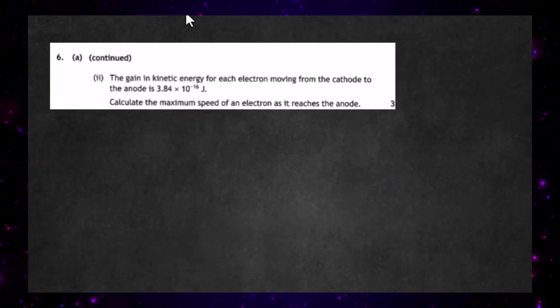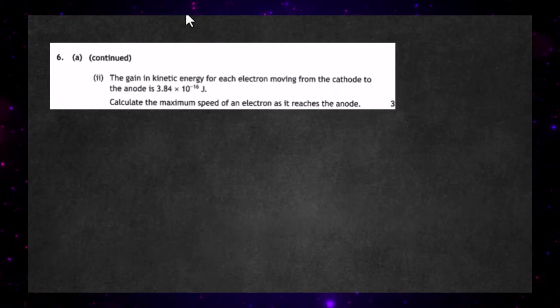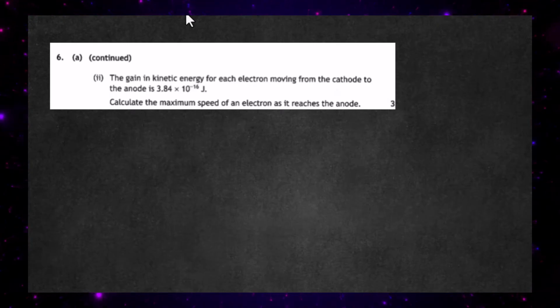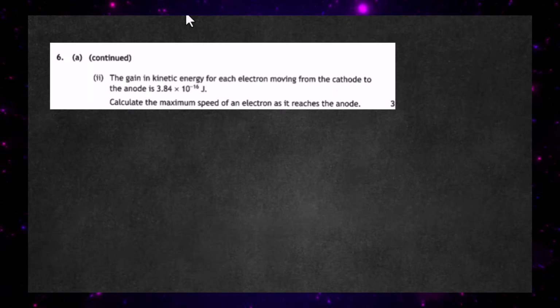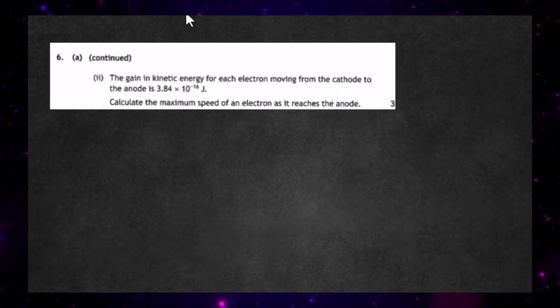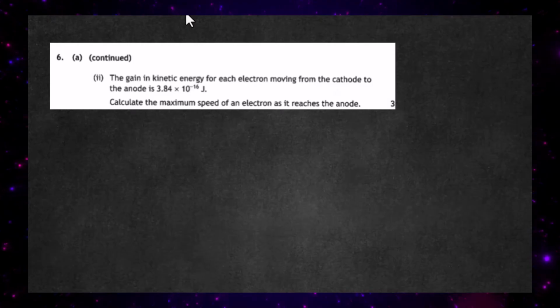Question 6a continued, part 2. The gain in kinetic energy for each electron moving from the cathode to the anode is 3.84 times 10 to the minus 16 joules. And for 3 marks, we have to calculate the maximum speed of an electron as it reaches the anode. Well, we know it's moving from rest, so we don't need to add any kinetic energy on because it started off from rest, where its kinetic energy is 0.